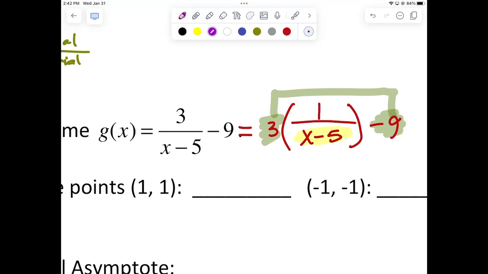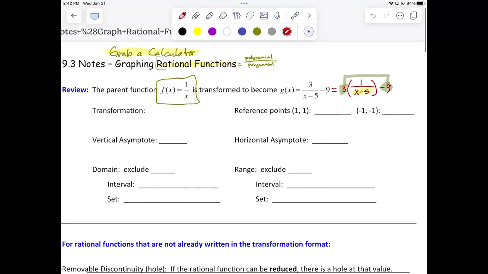Now, if we list what these transformations do from left to right, what does the 3 do? Vertical stretch by a factor of 3. Do we really show that when we graph it? No, we just know it's 3 times steeper. The next two are muy importante. What does the minus 5 do? 5 right. 5 right or right 5?